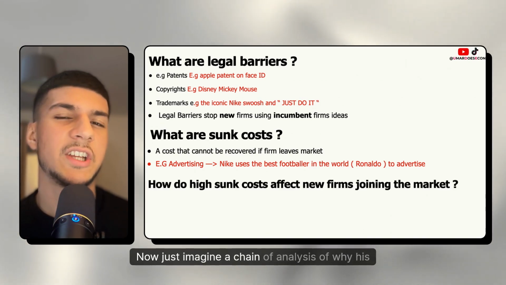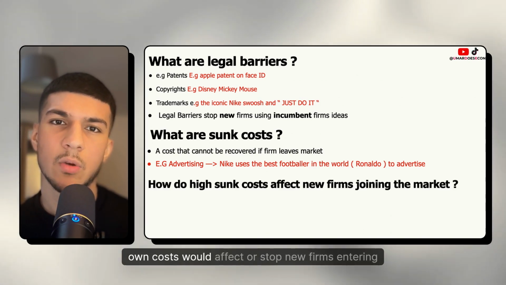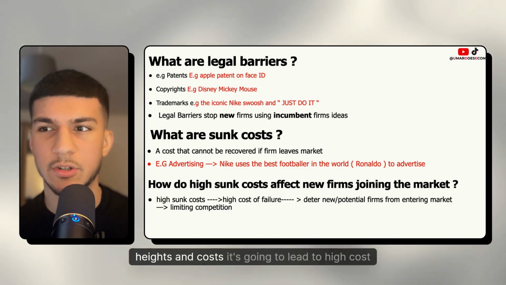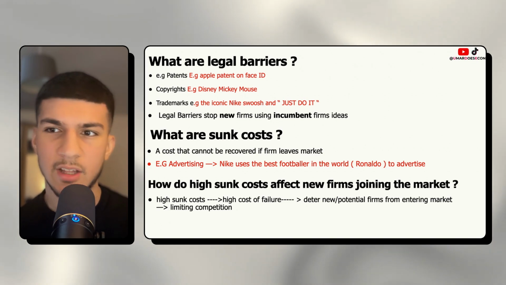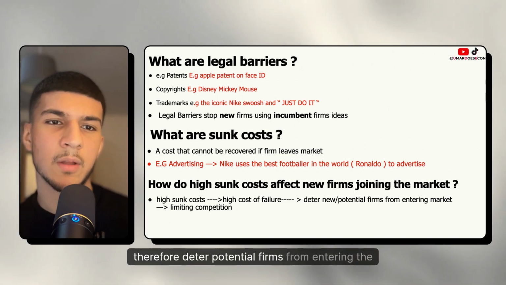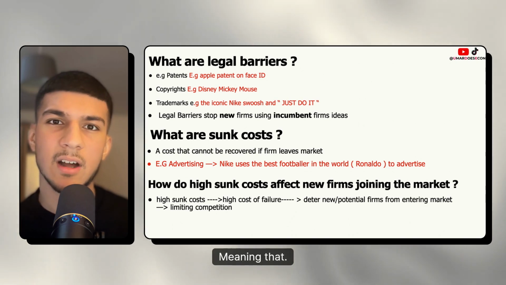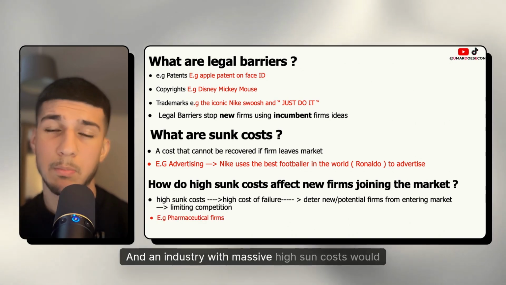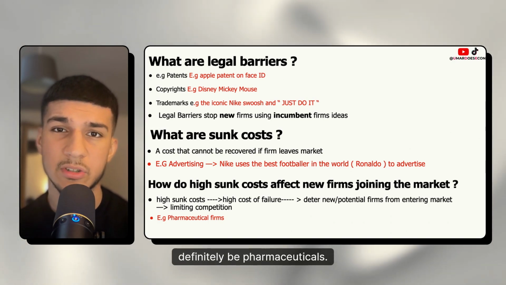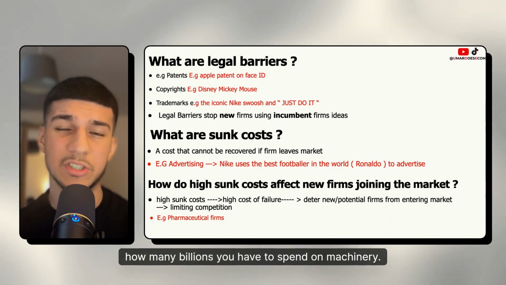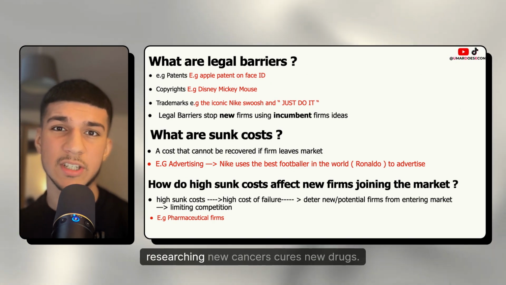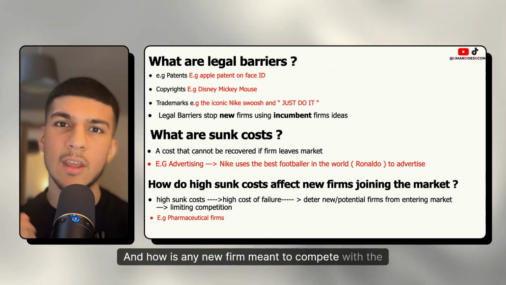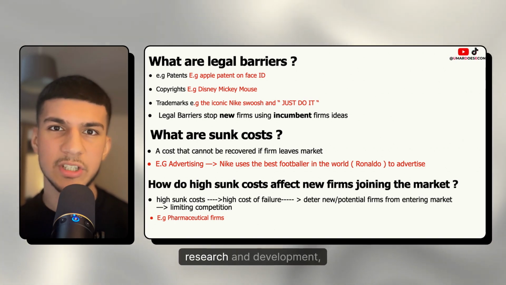Now, just imagining a chain of analysis of why high sunk costs would stop new firms entering a market. Very simply, high sunk costs lead to high costs of failure, therefore deter potential firms from entering the market, meaning that this is a big thing monopolies do. It limits the competition in the market. And an industry with massive high sunk costs would definitely be pharmaceuticals. If you think about how many billions you have to spend on machinery and then research and development, researching new cancer cures, new drugs. How is any new firm meant to compete with the incumbent firms when they're spending billions on research and development?